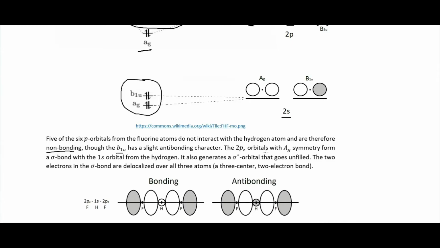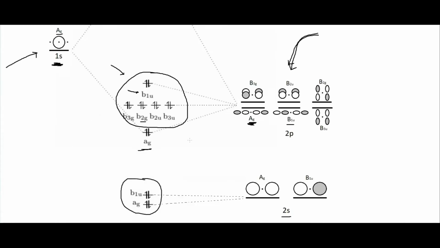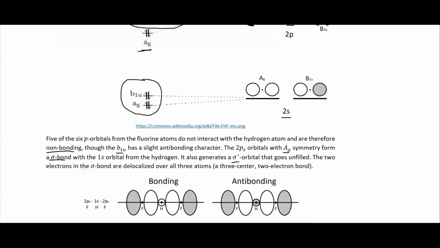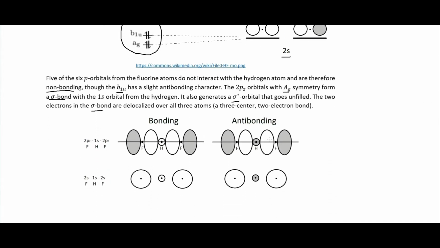So the 2pz orbitals with the Ag symmetry form the sigma bond with the 1s orbital of the hydrogen. It also generates that sigma star orbital that goes unfilled. That's this one up here. And the 2 electrons in the sigma bond are delocalized over all 3 atoms. So we can think about that looking like this. We have the bonding, and these electrons are shared through all of the atoms here, which are these little dots that I have here. And then we have the same thing for the anti-bonding here.